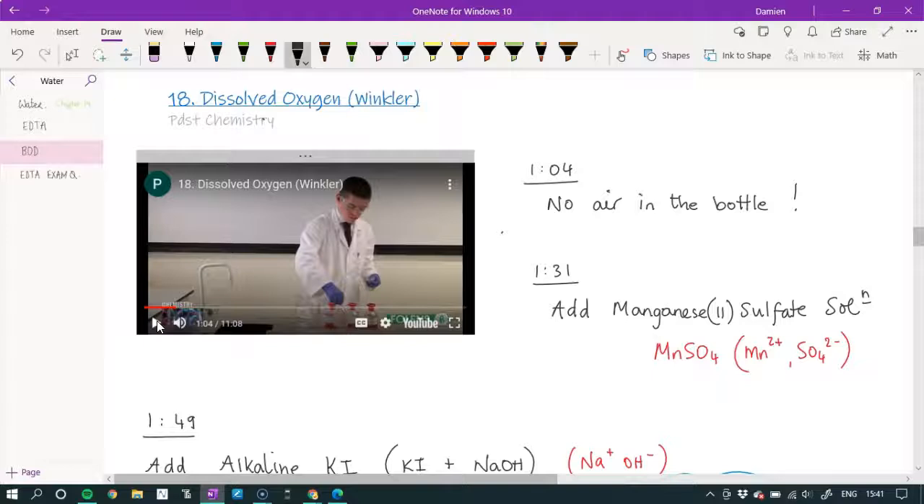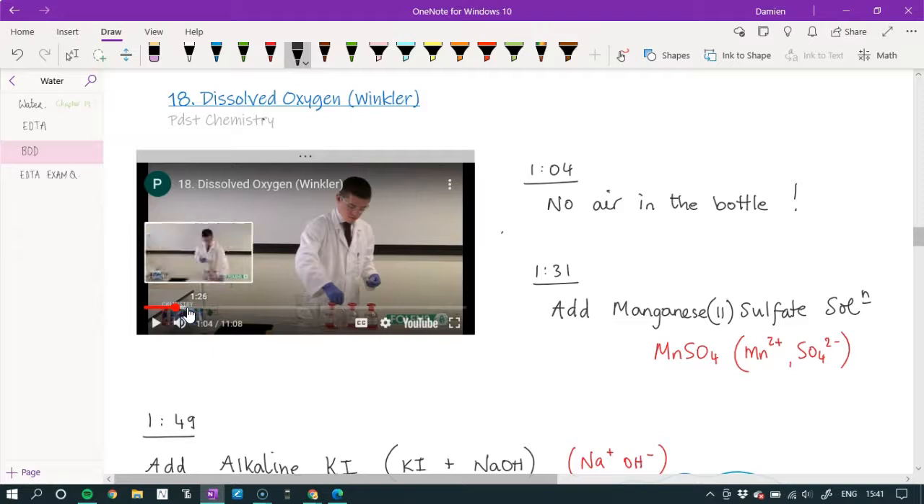So in this video, we're just going to have a look at the Winkler method, which is the titration that we use to work out this biochemical oxygen demand. Now I have a timestamp here on the right hand side, just to show you some details. So at 1:04, a couple of things: you don't put air in the bottle. Make sure that you fill it with water completely to the brim.